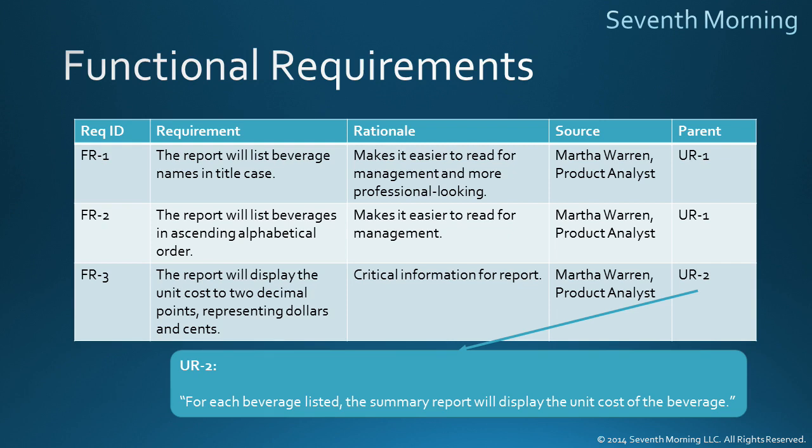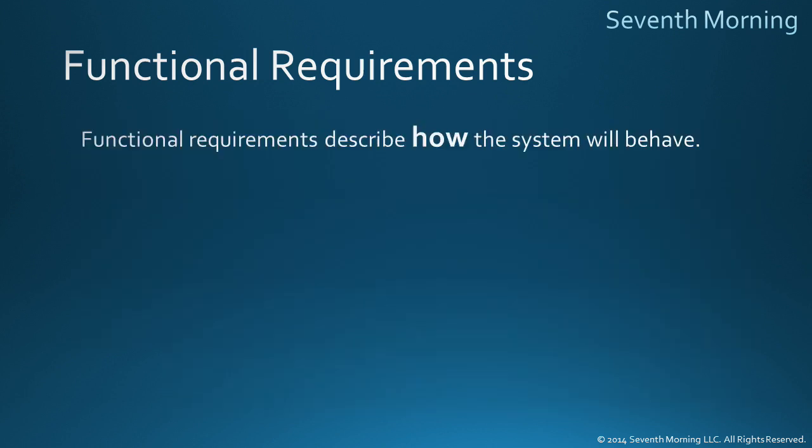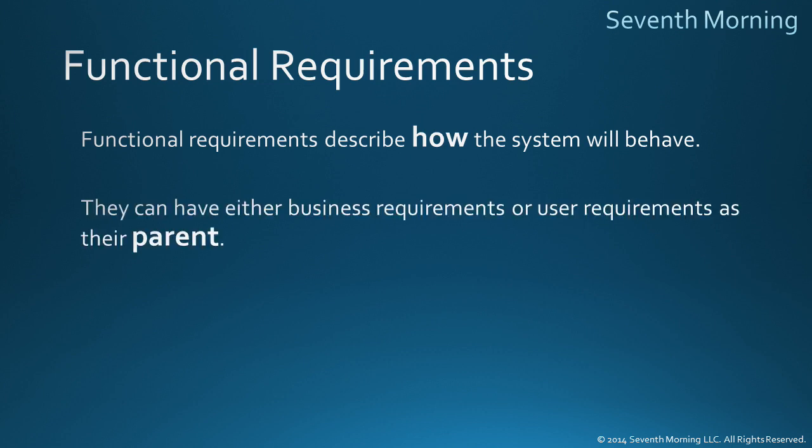All right, so that's it for functional requirements. Before we move on to the last category, let's go ahead and summarize. We've been talking about functional requirements. These are different from business and user requirements, which talk about what the system needs to do. Functional requirements talk about how the system needs to do it. We discussed how functional requirements most often belong to user requirements, but also can belong to business requirements. And then we looked at a bunch of examples, and I hope all of those examples have been helpful to you.